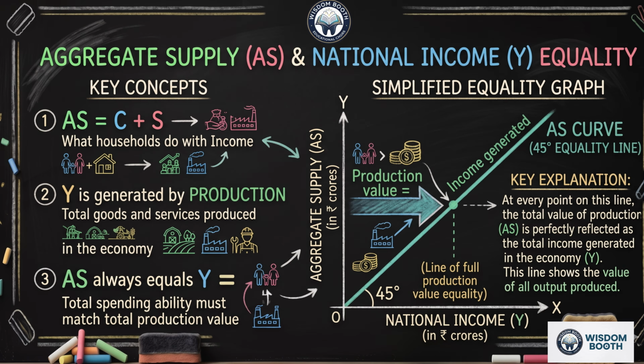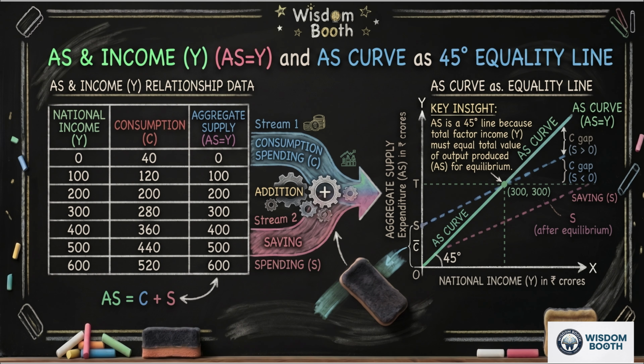Because aggregate supply is a perfect match with national income, graphing it gives you a very specific, beautiful result. By placing income on the x-axis and that exact same value split between consumption and saving on the y-axis, keeping the same scale means your aggregate supply curve is always going to result in a pristine 45-degree line slicing right out of the 0 origin point. Every single point on that 45-degree line represents a spot where aggregate supply exactly equals national income.